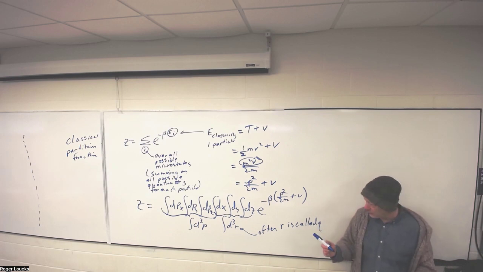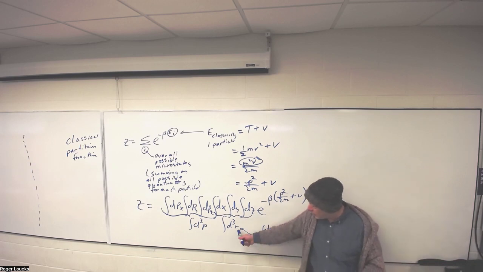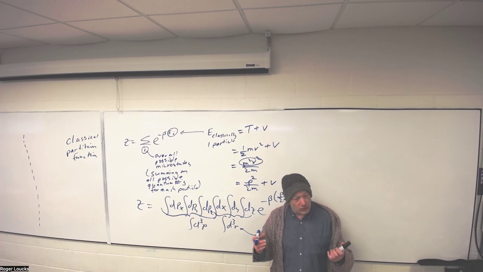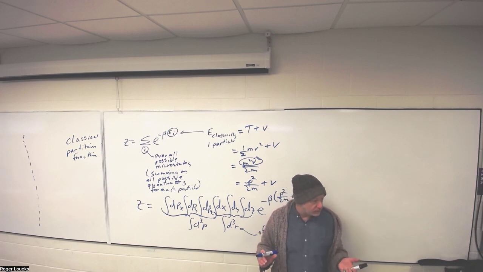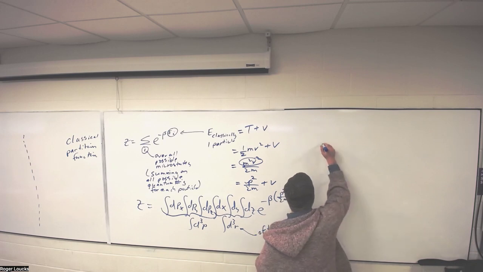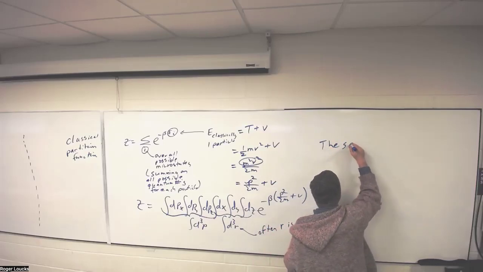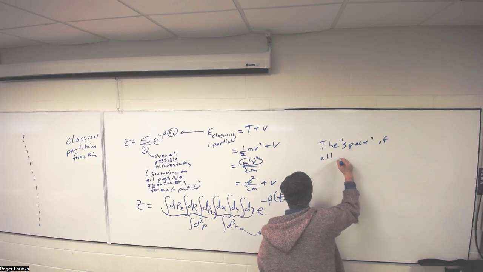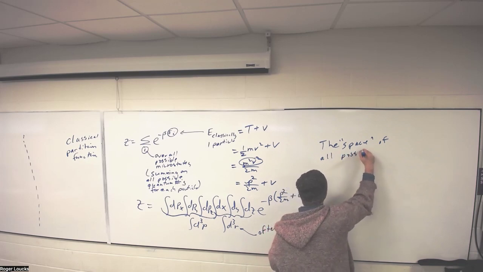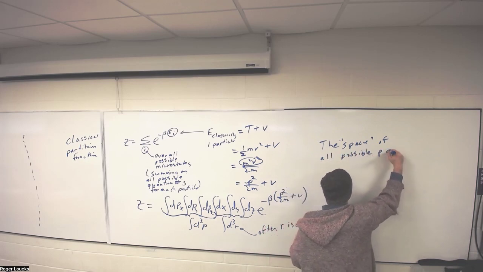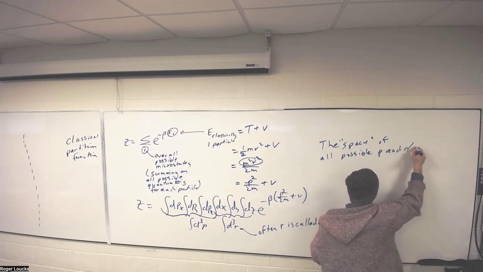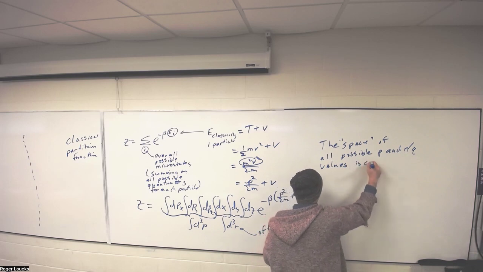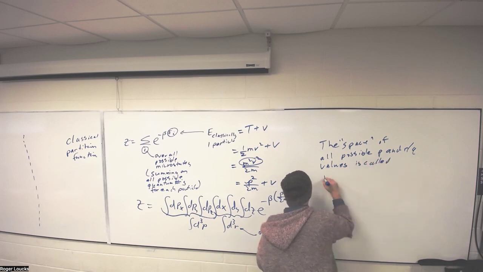And there's a reason for this. What we're summing over is all the positions and all the momenta. And when you sum over all the positions and all the momenta, you call that space phase space. So the space of all possible p and r, or q, values is called phase space.